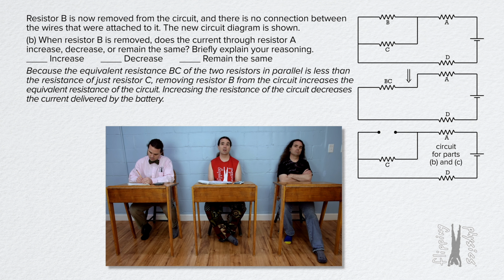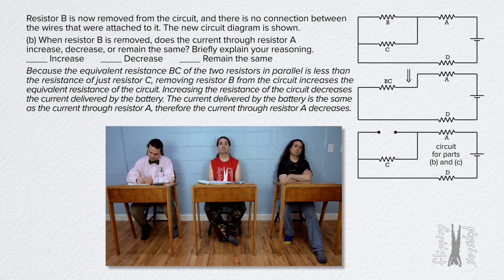Increasing the resistance of the circuit decreases the current delivered by the battery. The current delivered by the battery is the same as the current through resistor A. Therefore, the current through resistor A decreases. Put a mark next to decrease, and I think my explanation is done. So that's it for part B.